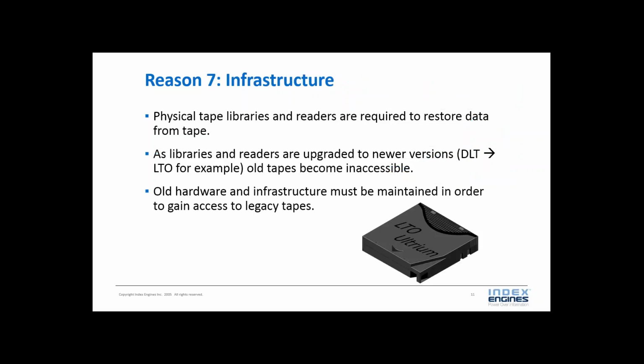Reason number 7 is the infrastructure. Again, similar to the physical tapes or the backup software that's needed to restore data, organizations often change their data center physical tape libraries and readers to higher speed, faster ones, in order to make the backup process a much more efficient process.